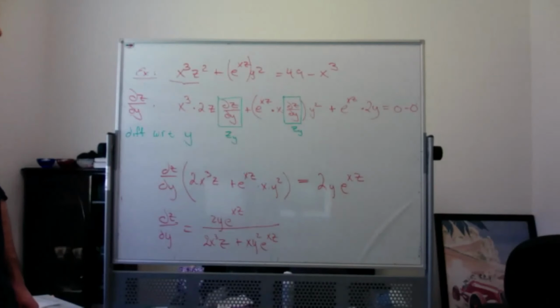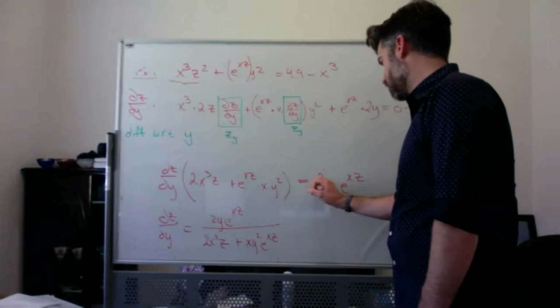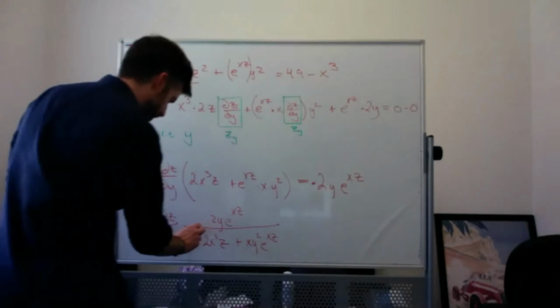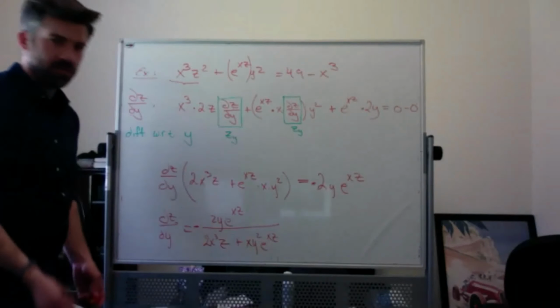Wait, James, for the part where it says 2y times e to the xz, shouldn't that be a negative? It should be negative. Thank you. Yeah, good call. I missed that.